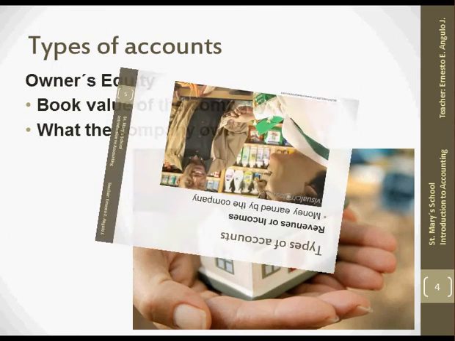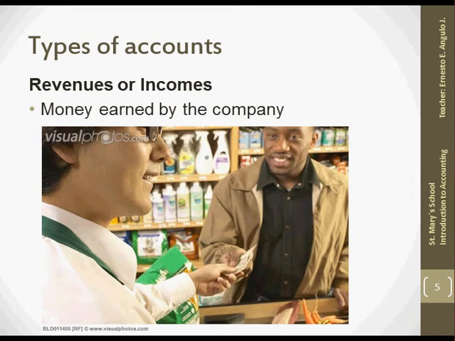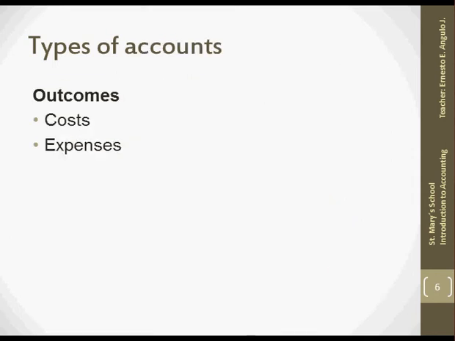Another group is revenues or incomes. These are the accounts that show what the company received on behalf of the sales of products and or services. Another group is the outcomes. The outcomes are the accounts that represent an outlay of money. This group is made of costs and expenses. The difference between one and the other sometimes is difficult to define, but we are going to discuss that later on.